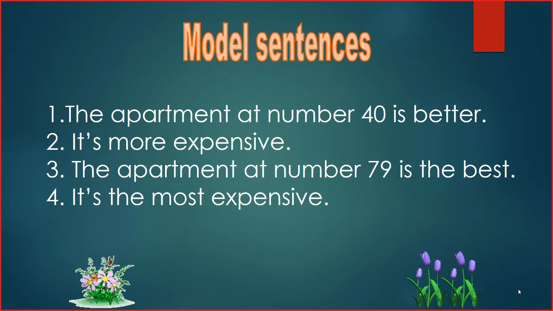The model sentences we learned today. 1. The apartment at number 40 is better. 2. It's more expensive. 3. The apartment at number 79 is the best. 4. It's the most expensive.